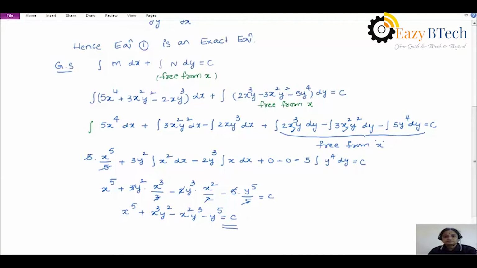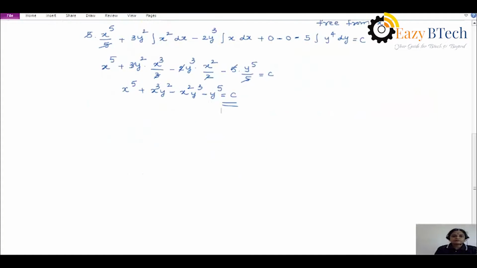Okay, the next problem. Solve the question: x³ sec²y dy/dx + 3x² tan y = cos x. This is the second question.